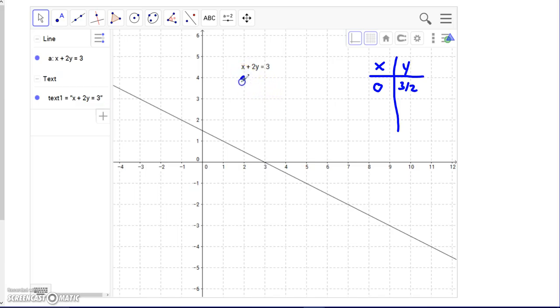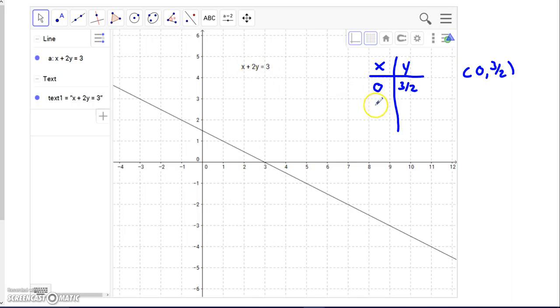Substitute x with 0 and y with 3 halves. 2 times 3 halves is 3, and 3 plus 0 is 3. That gives you a true statement. So the ordered pair 0, 3 halves is a solution to this linear equation.